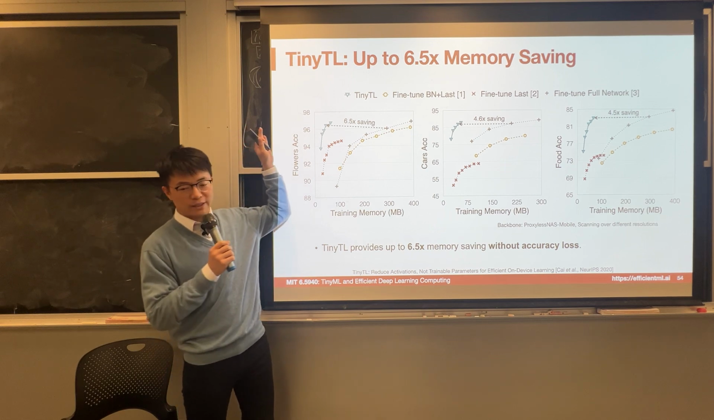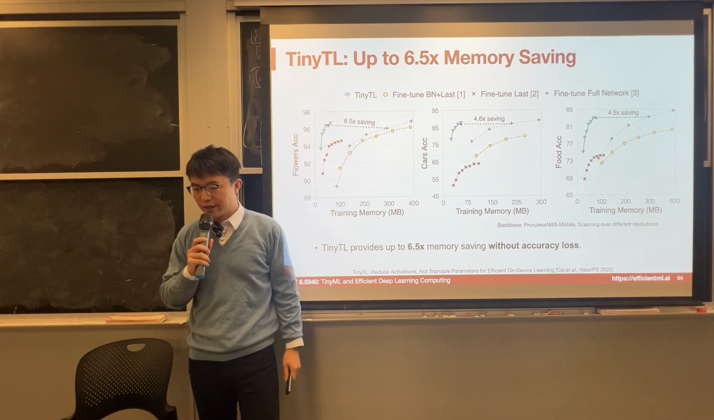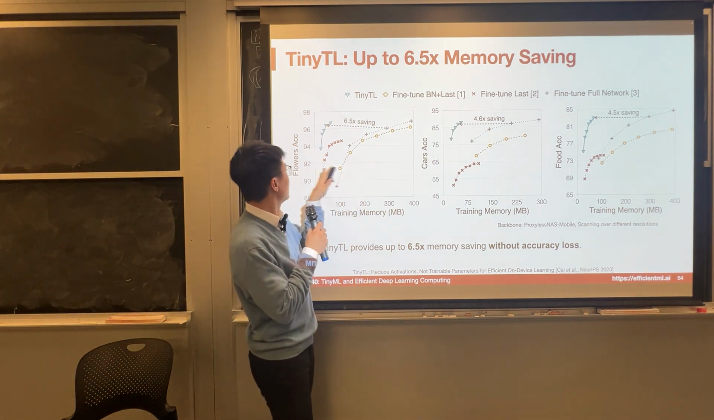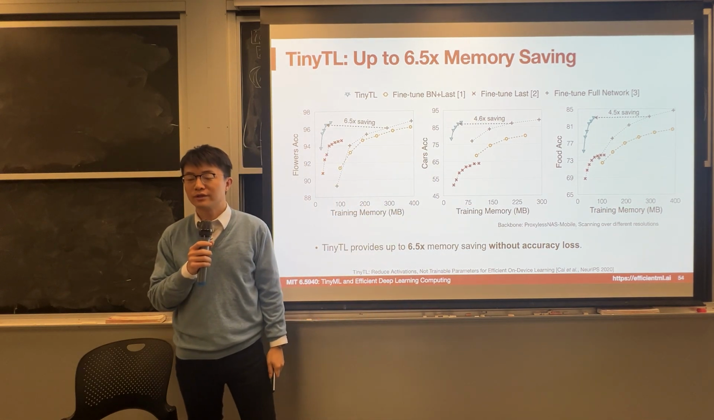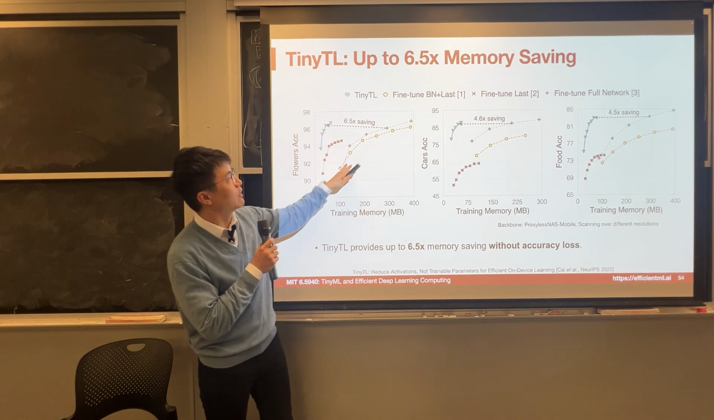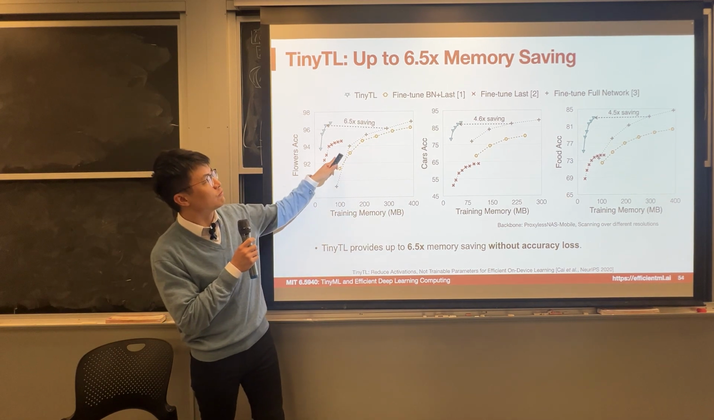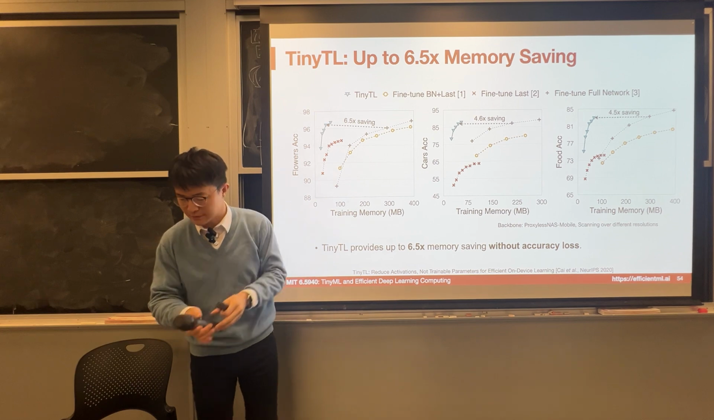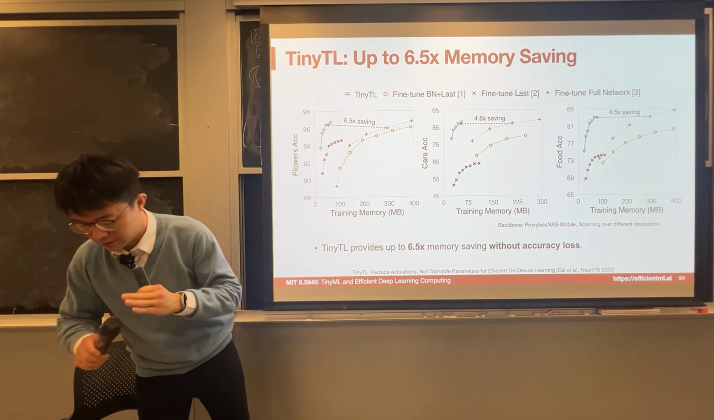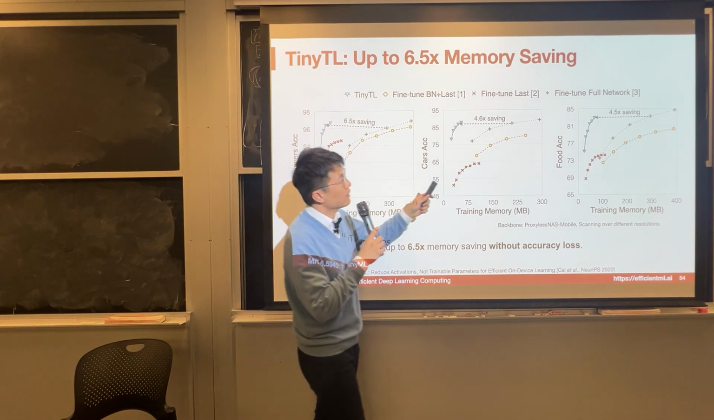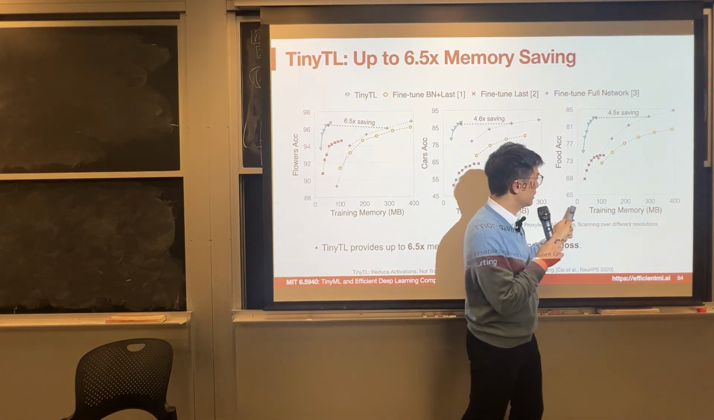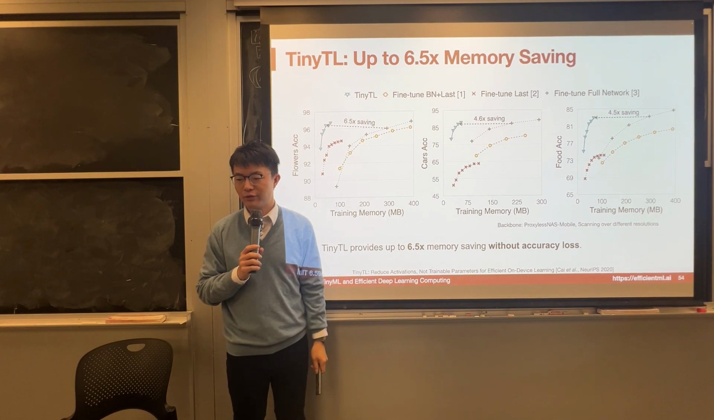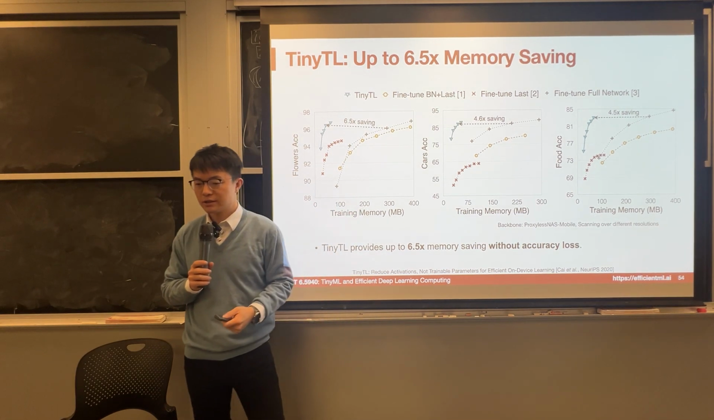Let's go back. So TinyTL gives up to 6.5x memory saving in this way. This is on the flowers, cars, and also food, different data sets. So here we have the fine-tuned BN plus the last. This is fine-tuning the last layer only. And here we are fine-tuning the full network. So compared with fine-tuning the full network, this is the memory versus accuracy trade-off. We can save about 4.5x the memory across different benchmarks.